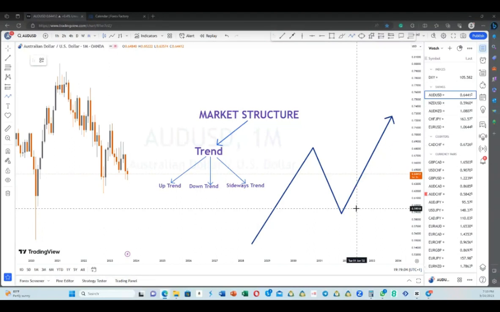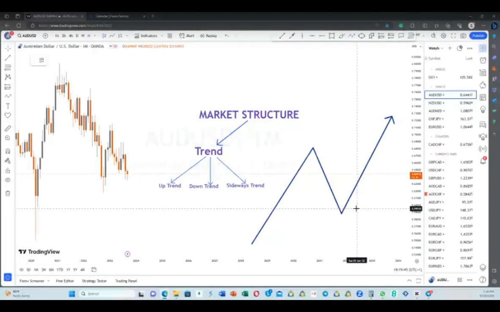Because I know most of the time the question people ask is, on what time frame are we going to know this structure, this uptrend? What time frame do we use to ascertain an uptrend or a downtrend?